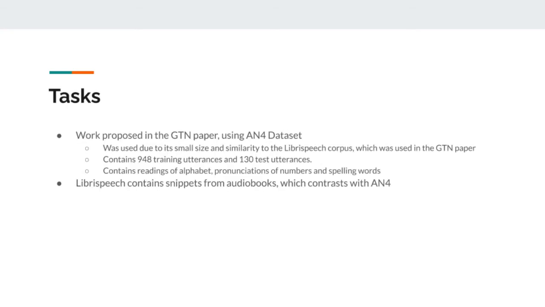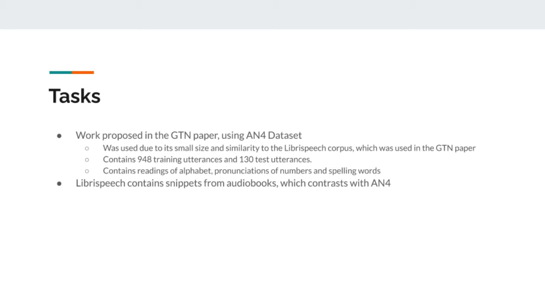The task for this project is to implement the CTC losses using GTN that were proposed in the paper. The dataset that we chose to test our models upon was the CMU's AN4 dataset. AN4 is much smaller than the LibriSpeech corpus, which is used in the GTN paper. This would mean much faster training and testing time, which would be useful because we were going to be using our local machines and AWS instances.